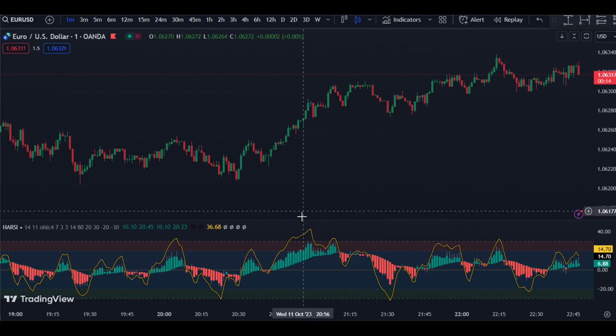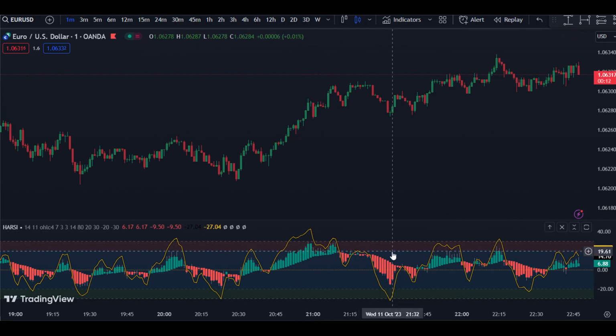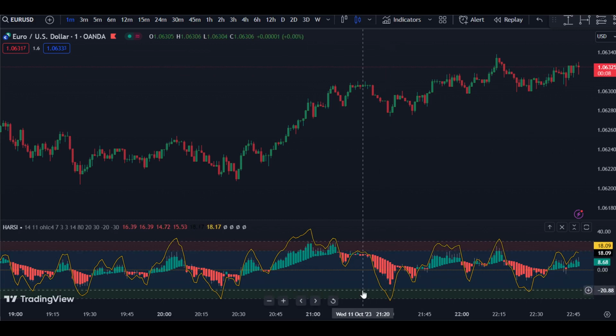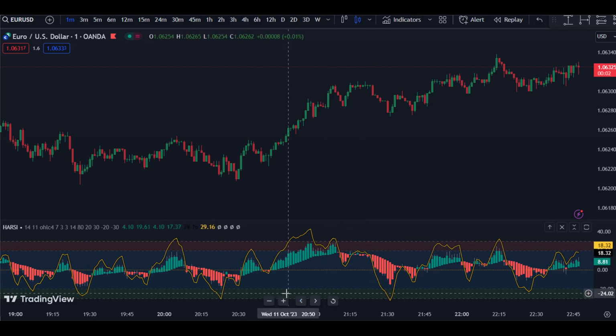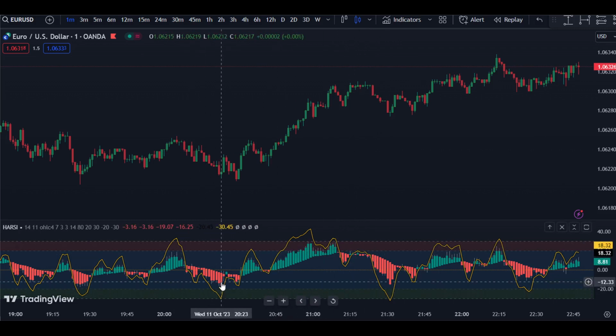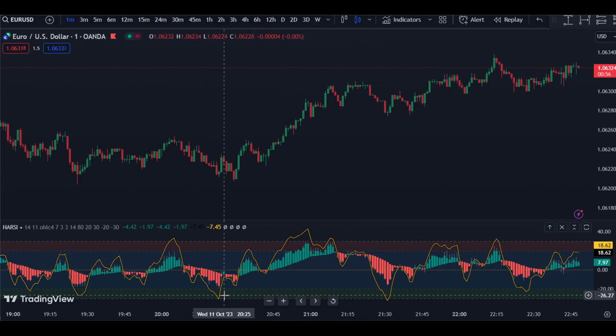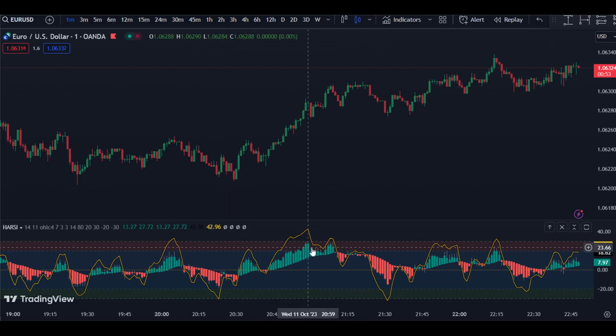So for the strategy, the very first thing that we're going to be looking for is whether or not the price action is trending above the 20 level or below the negative 20 level. So this is going to indicate whether or not an asset is overbought or oversold. So if it's in the green, if the bar touches the green, then it is in overbought territory, and vice versa if it touches the red territory.